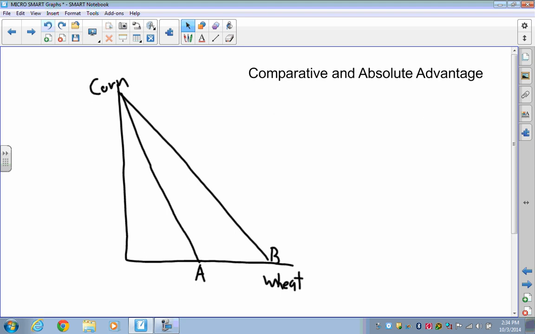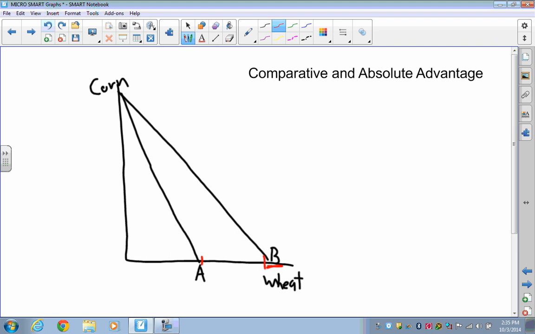So, with that alone, what should each country produce? Country B, what is their comparative advantage? Comparative advantage, another way is, what are you best at producing? They're better at producing wheat. See how they produce more than country A?